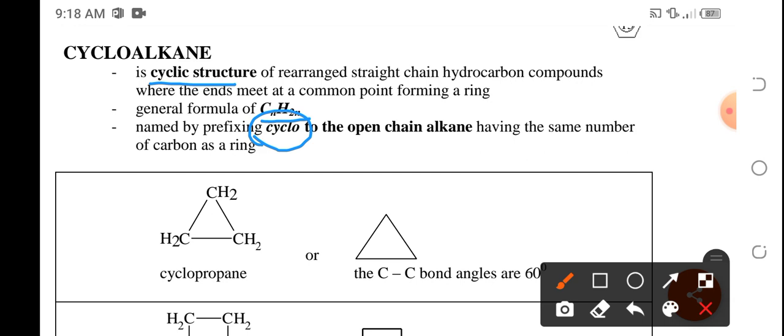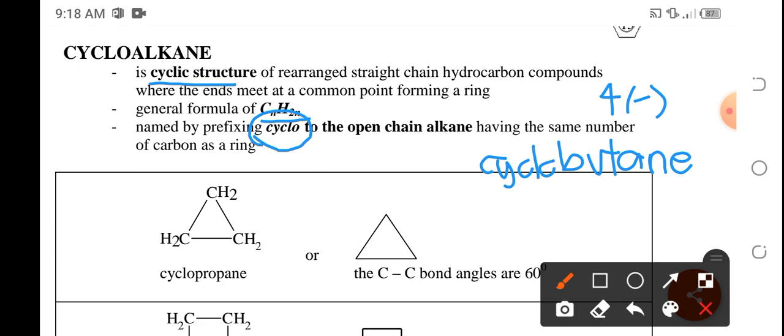So if there are four carbon atoms in a single bond, four means but-, and the single bond uses the suffix -ane, so that is butane. However, if those four carbon atoms are arranged in a cyclic manner, we affix the word cyclo before the name butane. Okay, so always remember, all cycloalkanes are arranged in a cyclic structure. Hence, their name should start with the word cyclo.